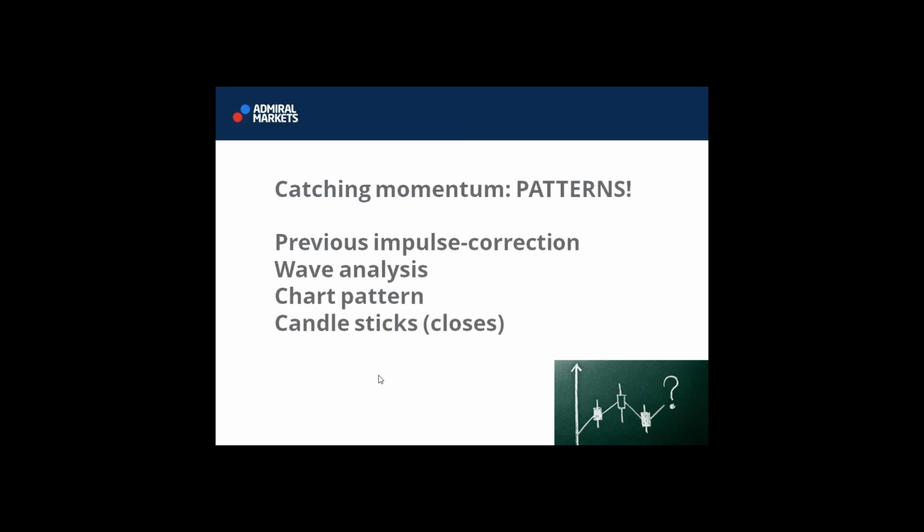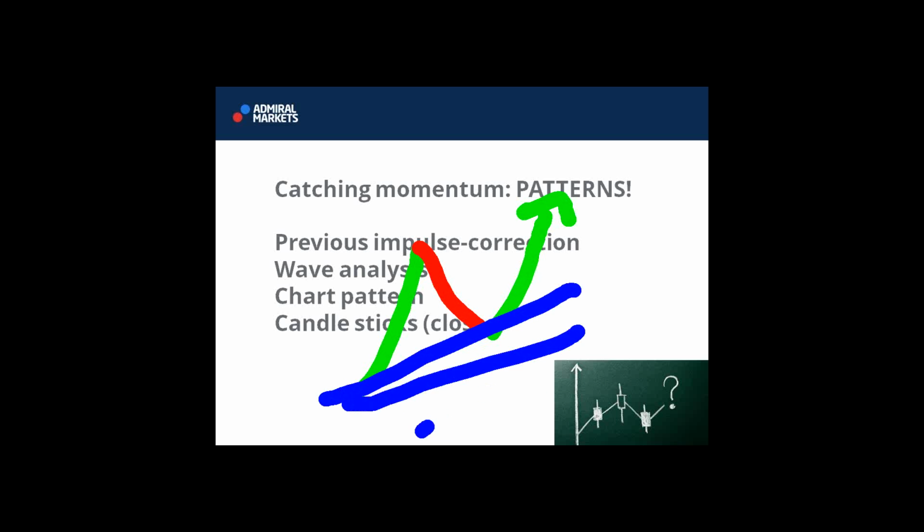I think that patterns are very important with catching momentum. Looking at previous impulse and correction patterns, market is always making that impulse and then a correction and then an impulse. So if you look at impulse and correction, you will be able to, I think, get a better idea about where the momentum could go. Moving averages will help, right? If we have moving averages like that, it would look something like that.